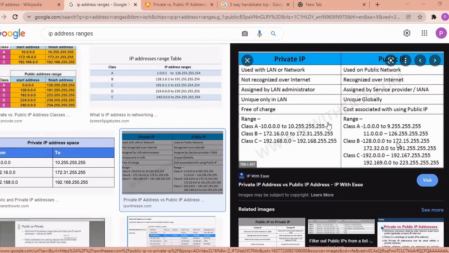Okay, so I will share this image with you. With that image you will get the difference between private and public, and also you will get the ranges. So please write it like this only. First write the public and then the private, so that you will quickly identify the difference between the public ranges and private ranges.